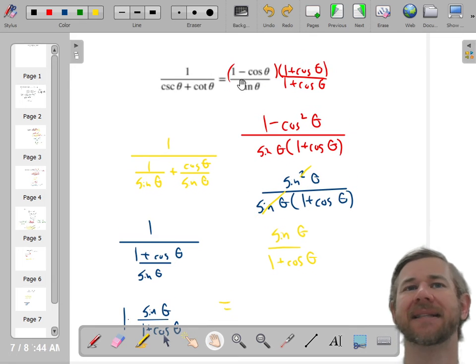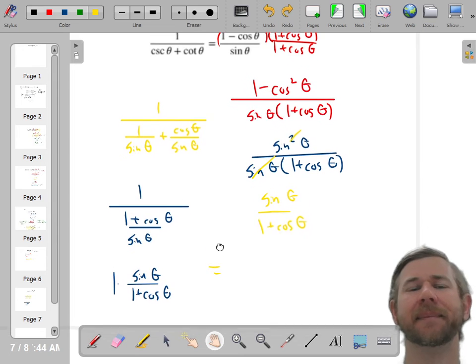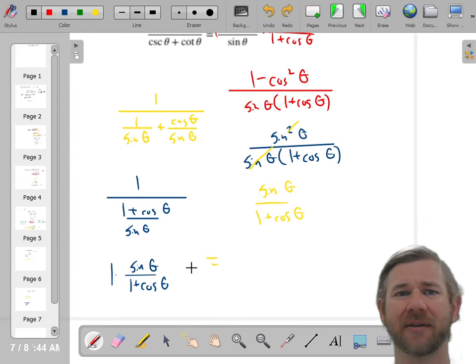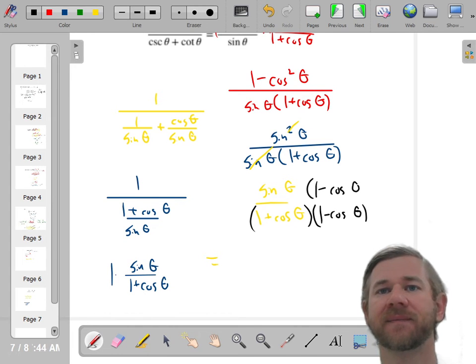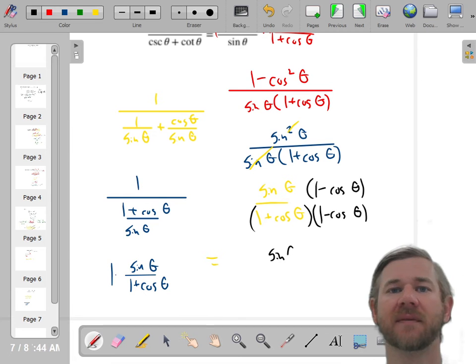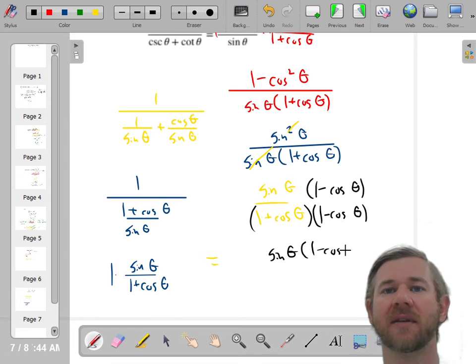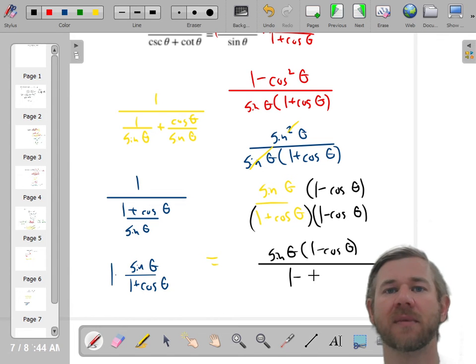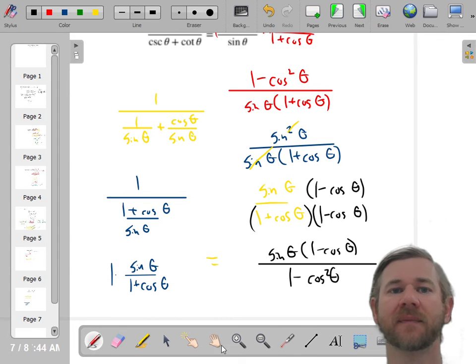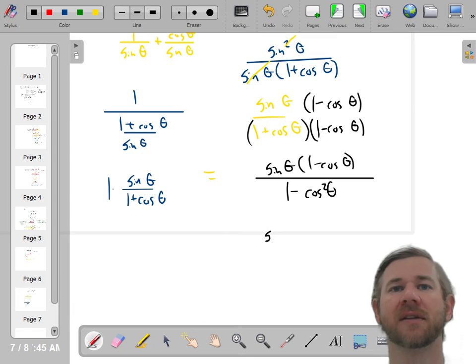I just haven't quite got to this 1 minus cosine. Maybe I needed to do the conjugate down here. So just because I want to see if I can get there, I'm going to keep going with this. I think I'm going to get there like this. So now I have sine of theta times 1 minus cosine of theta over, now I have 1 minus cosine squared in the bottom because I'm going to expand that.